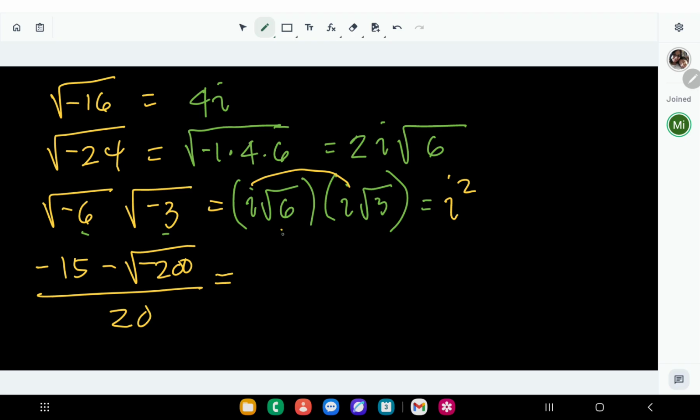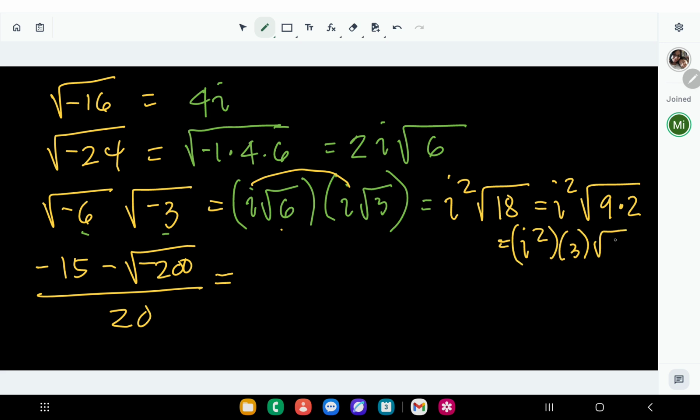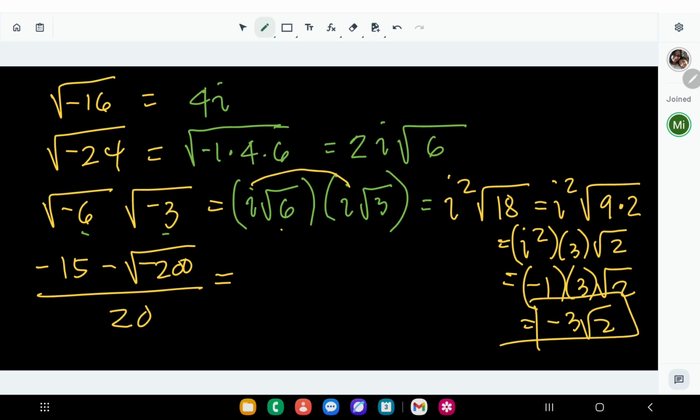And then square root of 6 times square root of 3 is square root of 18. Right. And then 18, you can break that down as square root of 9 times 2. Right? Then this would become i squared times 3 square root of 2. And i squared is equal to negative 1. So negative 1 times 3 square root of 2. So this is just negative 3 square root of 2. So that is our final answer.